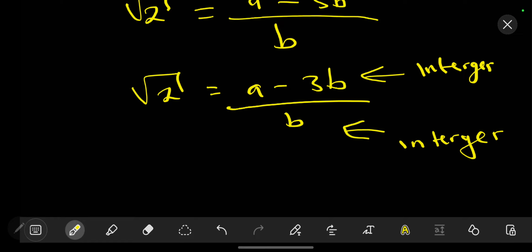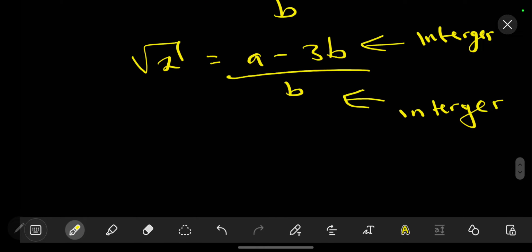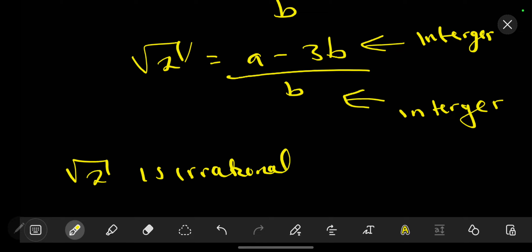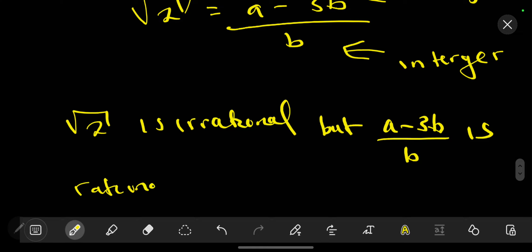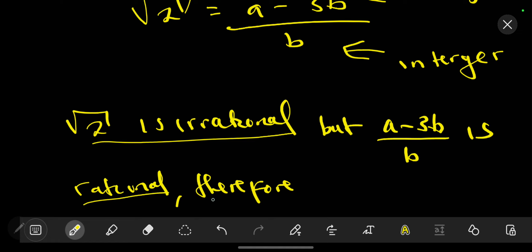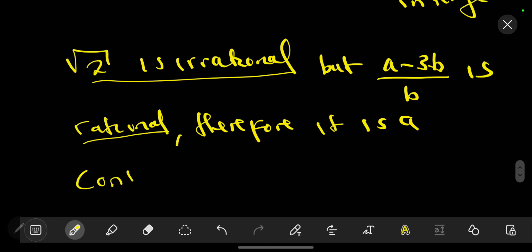So now we begin our contradiction from here. So this is how we come up with a contradiction. We can say that we know they have given us that the square root of 2 is irrational. But our A minus our 3B over B is rational. So this is a rational number. Then we can say therefore, so already there is a contradiction. This one is irrational, this other side that is rational. So we can say therefore it is a contradiction.